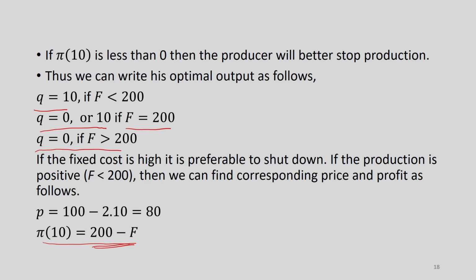So, the summary is this: if the fixed cost is high, it is preferable to shut down. If the production is positive, that is f is less than 200, then we can find the corresponding price and profit as follows. Price will be just plugging in q is equal to 10 in the inverse demand function. So, this comes out to be 100 minus 2 multiplied by 10. So, this is 80. This is the optimal price, and as we have seen earlier, the maximized profit is 200 minus f.